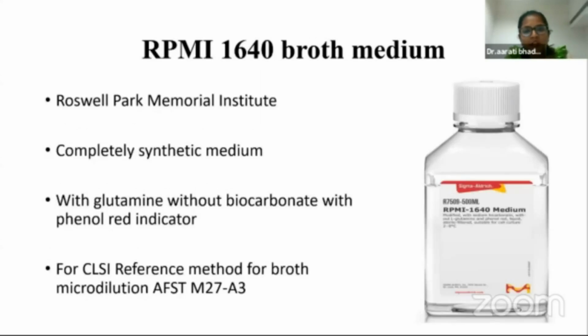Next is RPMI 1640 broth medium. RPMI stands for Roswell Park Memorial Institute 1640 broth medium. This is a completely synthetic medium, supplemented with glutamine, without bicarbonate, with phenol red indicator. It is used for the broth microdilution method of CLSI M27-A3.